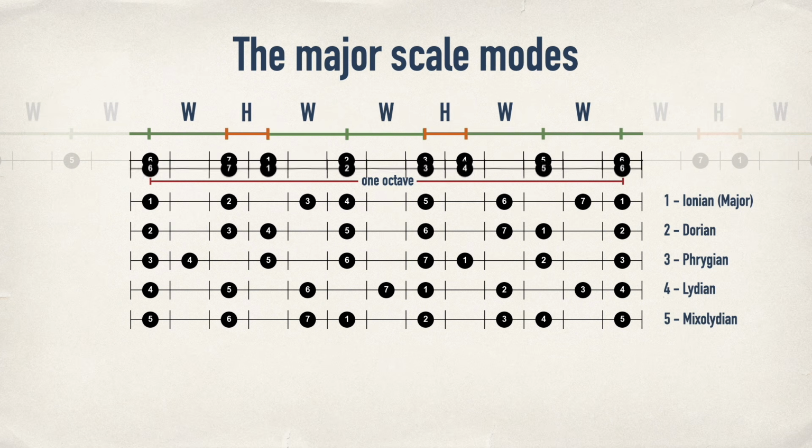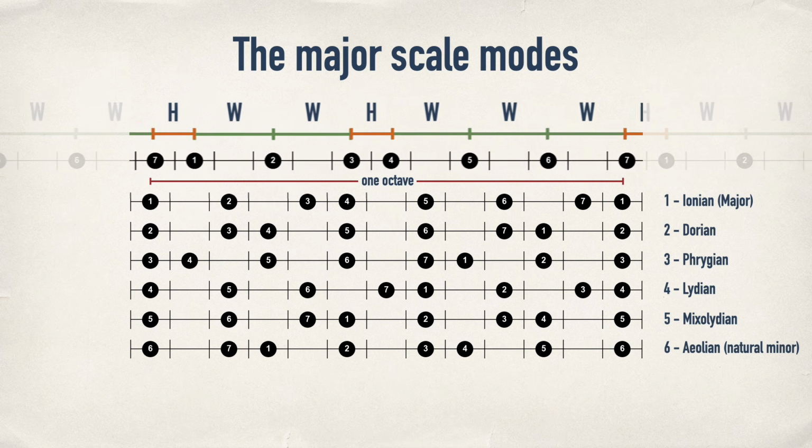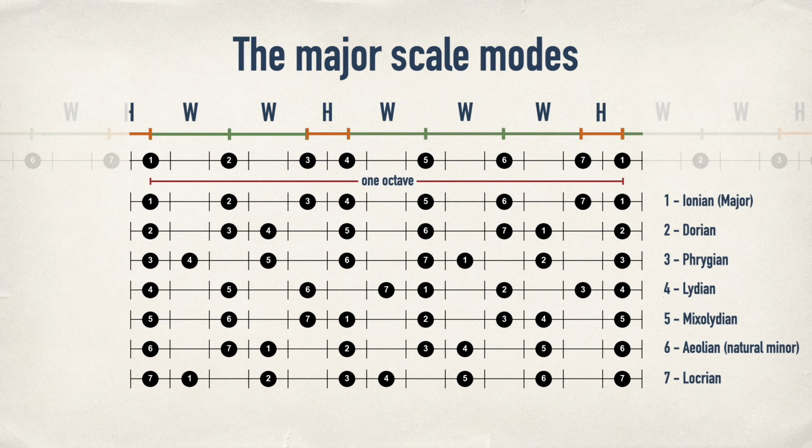If we start on the 6th scale degree, we get the Aeolian mode, which is also known as the natural minor scale. And finally, the Locrian mode starts on the 7th scale degree. If we shift over once more, we're right back where we started with the major scale. The way we just heard these modes, they all shared the exact same notes, but there's a better way to hear their characteristic sounds that we'll get into in a minute.